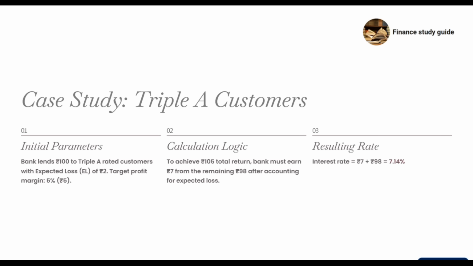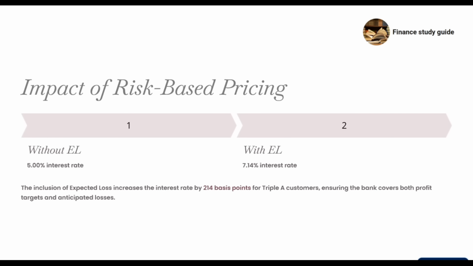Suppose the bank has lent 100 rupees to people that have an internal rating of AAA with EL equals 2 rupees. Now the bank wants to make 5% profit on its lending business. For simplicity, we are assuming no funding cost for now. So to make 5% profit, the bank should lend at an interest rate of 5% to make an extra 5 rupees. Since the bank knows EL is 2, to make 105 rupees, the bank has to earn 7 rupees from a 98 rupee loan. So pricing becomes 7 divided by 98, which is 7.14%. With EL in the picture, pricing changes from 5% to 7.14% for triple A rated customers.